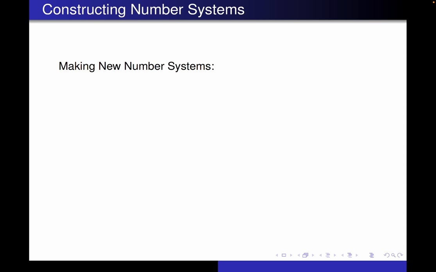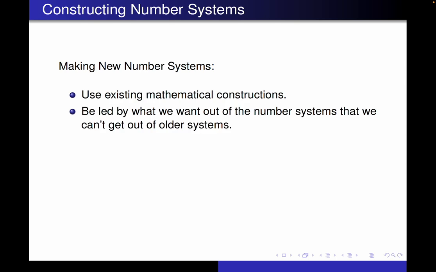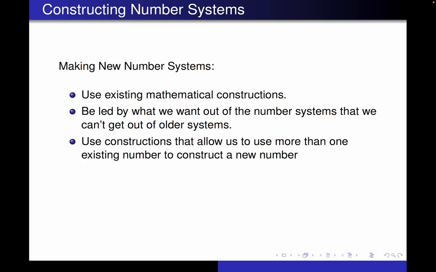So let's talk about making new number systems. Again, we want to use existing mathematical constructions. We want to be led by what we want out of the new number system that we couldn't get out of the older systems. And oftentimes we're going to have to use constructions that allow us to use more than one existing number to construct one new number. An example, at least from two of the systems we're going to look at, are ordered pairs. For real numbers, it's going to be a little bit different.